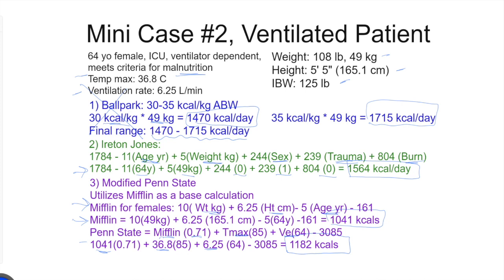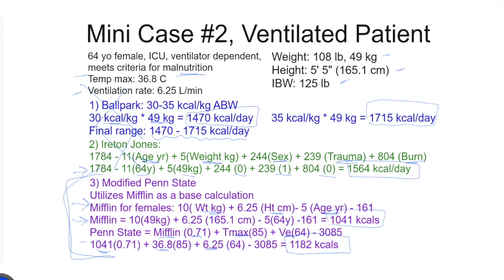Next option was that Ireton-Jones, and for Ireton-Jones, remember earlier Turner was talking about how it's not actually that accurate, and it's particularly not very accurate for patients on the vent. So we're going to say no to using Ireton-Jones for this ventilator-dependent patient. The last is that modified Penn State. So this is actually our number 1 choice. So we are going to choose modified Penn State. It's our best option for those patients that are critically ill and that are on a vent. So this is going to be what we are going to move forward with for calculating the energy needs for patient number 2.